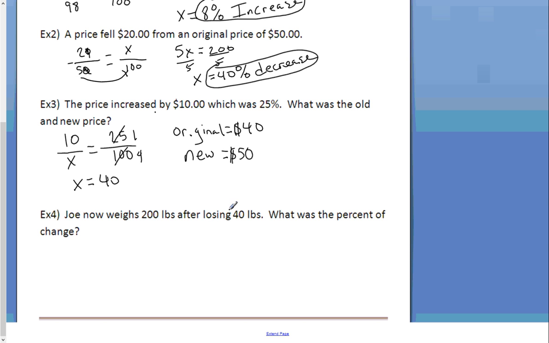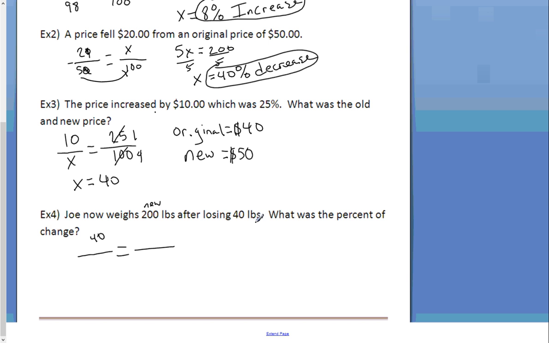Not hard, I hope. All right, one last problem. Joe now weighs 200 pounds after losing 40 pounds. What was his percent of change? All right, now let's walk ourselves through this really carefully. Joe now weighs 200 pounds. Is that his new weight or his old weight? That's his new weight, and so you have to be careful here, because the first mistake people make, oh, well, that's 200 and that's 40, and you're wrong. So that is not where that goes.